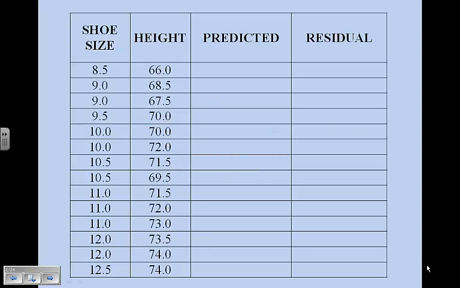Okay, so here's a set of data. We have shoe size and height. As you can see, as shoe size goes up, the height goes up. Then we're going to find a line of best fit: y hat equals 1.87x plus 51.36.